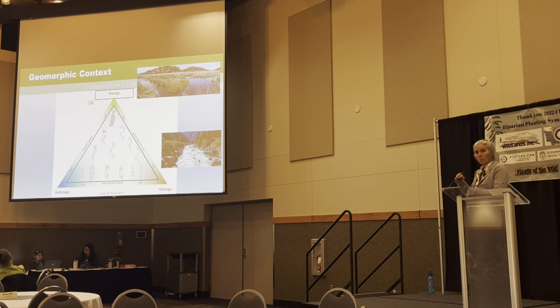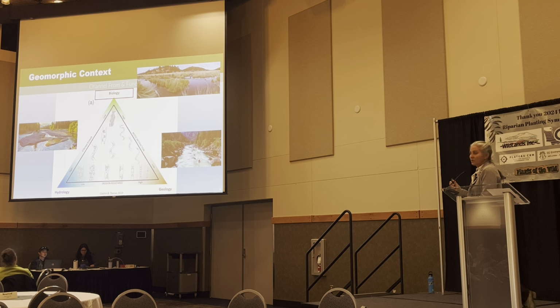So let's go to the other side of this triangle. This is a wide alluvial valley, really low gradient valley, really low gradient channel, high sinuosity, multi-threaded. And in this scenario, the vegetation is actually a huge controlling force on the channel itself.